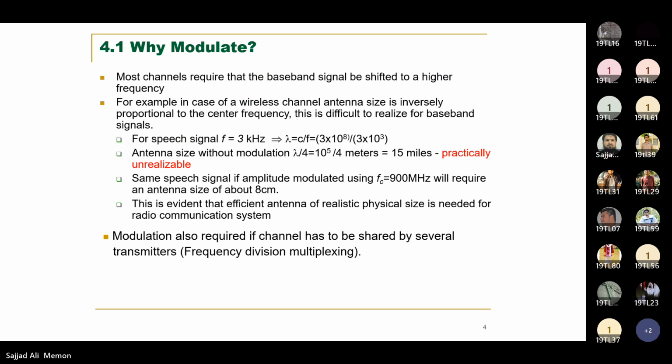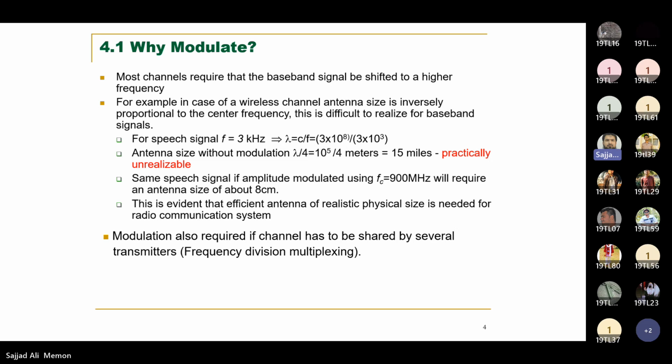Then we have an explanation that tells us why we need modulation, why to modulate. Most channels require the baseband signal to be shifted to a higher frequency. When we modulate, we have the information signal, that is the baseband signal, and we also have the band pass signal, which is a high frequency signal. So we change the characteristic of the band pass signal in accordance to the baseband signal. That is, we are shifting the information from the baseband signal to the band pass signal.